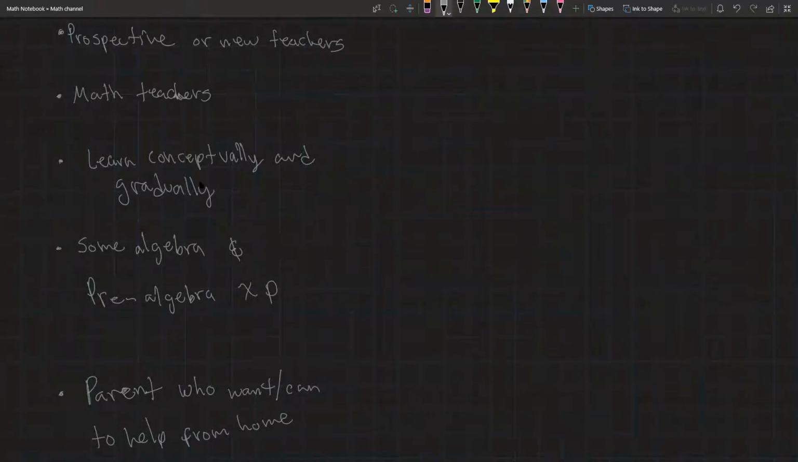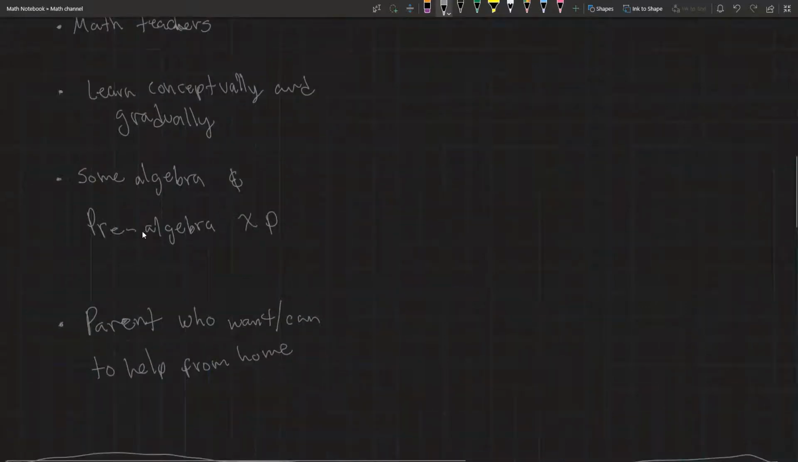If you're just interested in learning conceptually and gradually, of course, conceptually, gradually implies slow, all right? Then you're definitely in a good place. You can still learn from how other math teachers talk about teaching math. The one thing I would say is that I would recommend that you have some algebra and some pre-algebra experience.